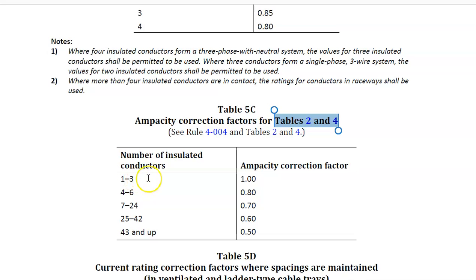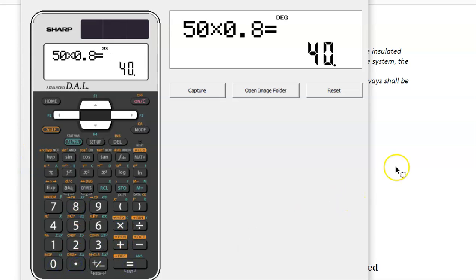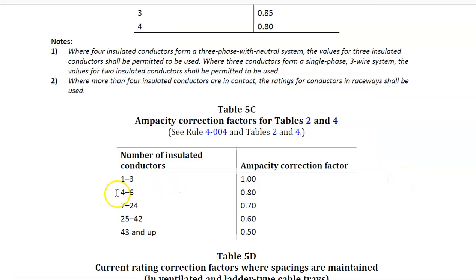In other words, I can take my value, that 50 amps that we had for number 8, and it is good for anywhere from 1 to 3 conductors. I can run that amount of current through there. It's 100% correction. However, if I have 4 to 6, let's say it was inside of a conduit, now I would have to derate it down to 80%. So if I take my 50 amps times 0.8, that gets me down to 40 amps. That 50 amp conductor would only be good for 40 amps if I'm going to have a whole pile of them shoved together.